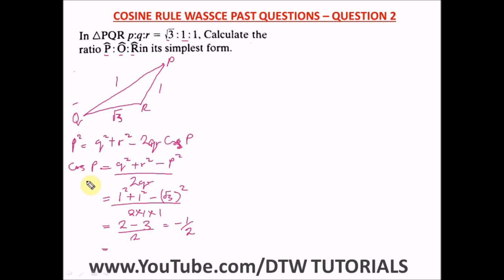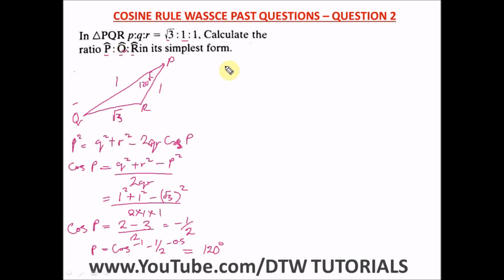So here we have this is what? Cos p. So to get p, we have to find the cos inverse of minus 1 over 2. The cos inverse of minus 1 over 2, which is what? Minus 0.5, the same thing as minus 1.5, is equal to what? 120 degrees. So this angle here is what? 120 degrees.